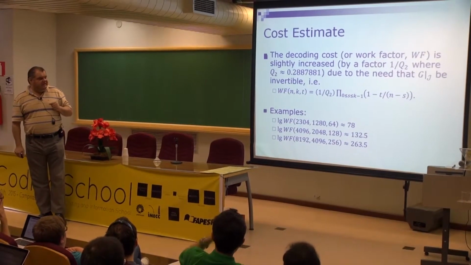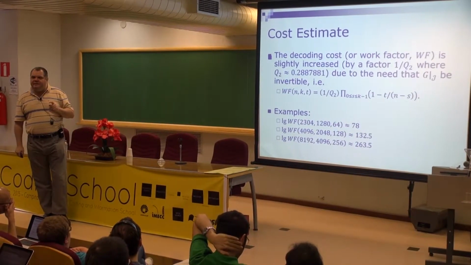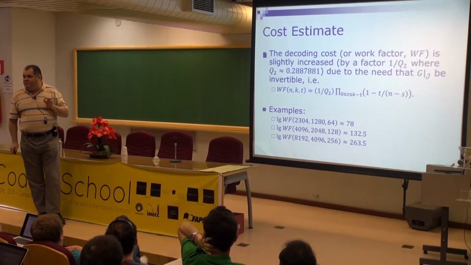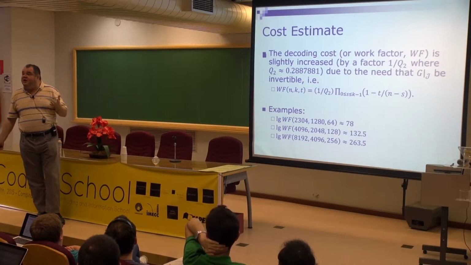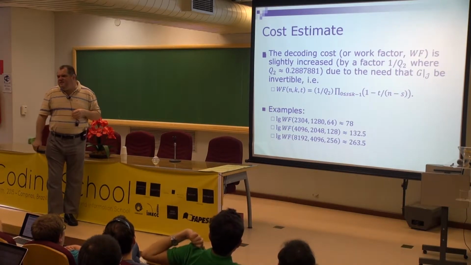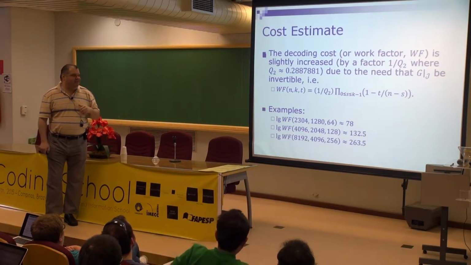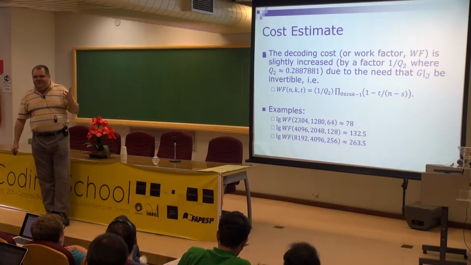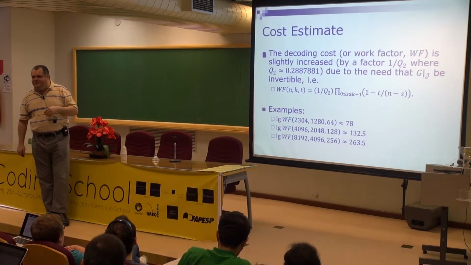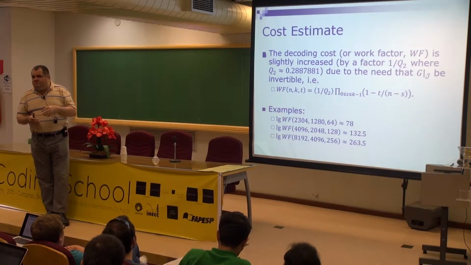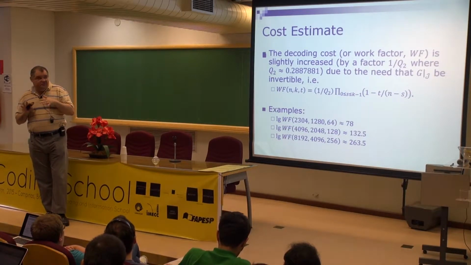2 to the 78th is roughly Avogadro's number. It's 1 mole of operations. It's an extremely large number of operations. But still today, at this level of security, the adversary would have to perform the same effort as to count all molecules in a glass of water or so. It's considered very low. It's legacy level.